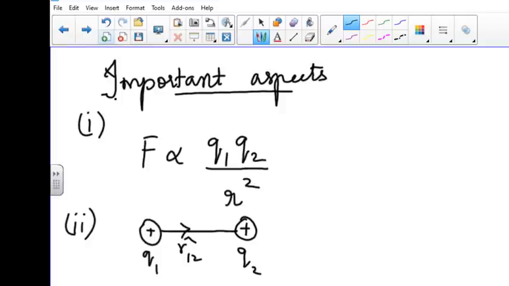Similarly, q2 also exerts a force on q1. Here the unit vector is represented as r21 cap, which is equal to minus r12 cap, because the force between them is equal and opposite. So r21 cap is written as the negative of r12 cap. So this is the second aspect.